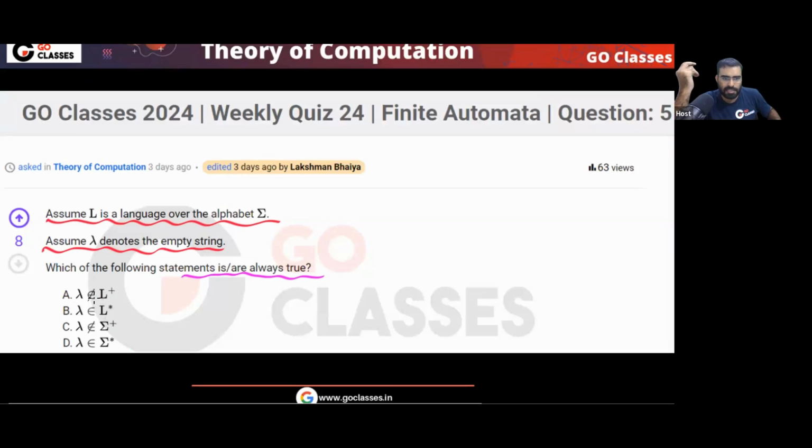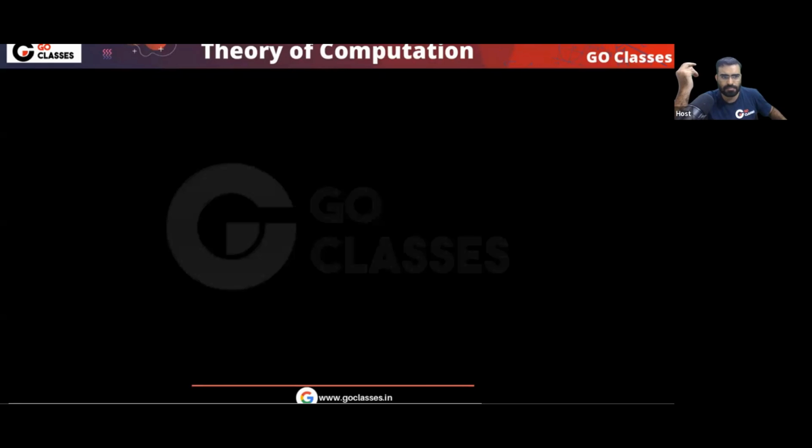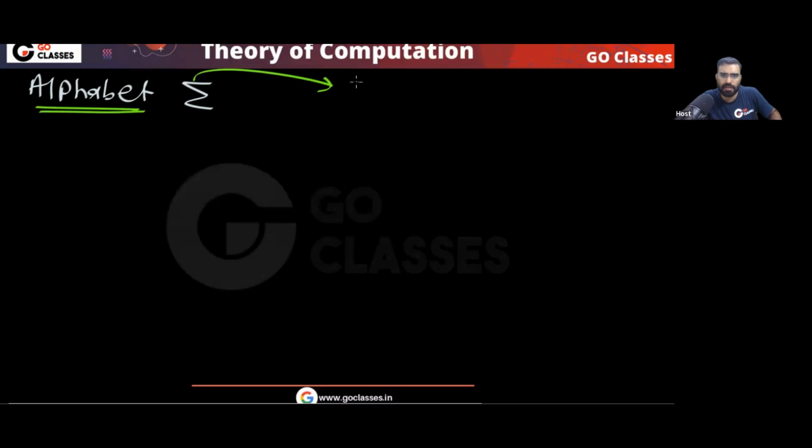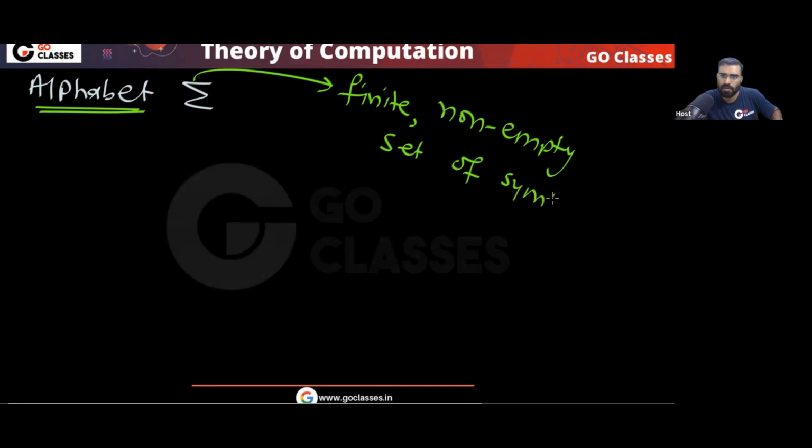First of all, you tell me, is this statement always true: that lambda does not belong to L plus? You can notice the alphabet is given to you. Alphabet is sigma. By definition, an alphabet can never be empty. This is a finite non-empty set of symbols. For example, you can take alphabet sigma equal to a, b.